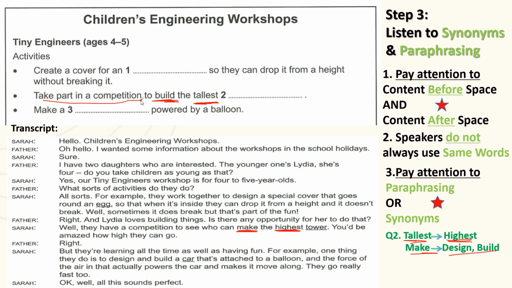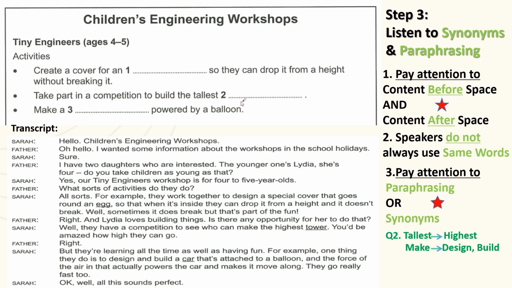However, in the recording, the male speaker first says build a car, where build matches the build in the question. Then, when the female speaker responds, we hear they have a competition, corresponding to competition in the question. Later, we hear highest tower. Although the order changes slightly, it's not significant enough to affect most test takers.